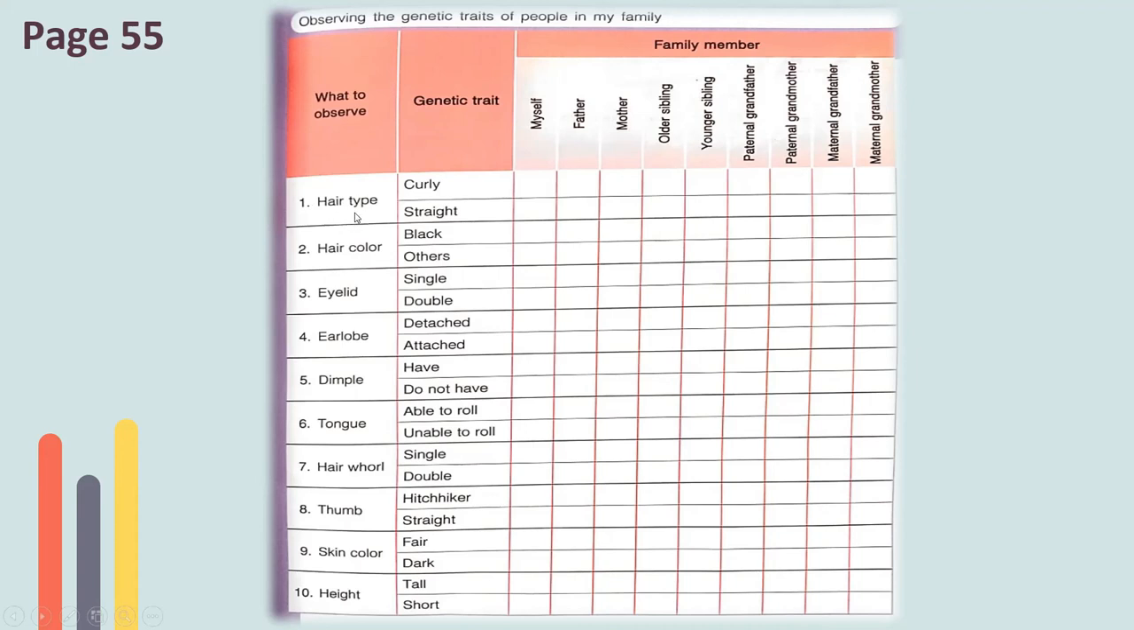Okay, so let's have hair type. What is my hair type? Is it curly or straight? Okay, I have straight hair. Since I have straight hair, I am going to take the straight hair. What about my father? Does my father have curly or straight hair? My father has straight hair as well. What about my mother? My mother has straight hair as well, as well as my older sibling, my younger sibling, my paternal grandparents, and my maternal grandparents. So we all have straight hair type. What about you? Okay, for number two, until number 10, you can do the rest.